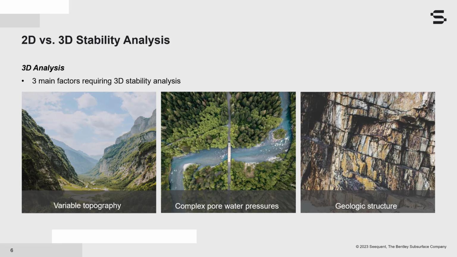However, 3D analysis is required when the plane strain assumption is invalid. There are three main characteristics to consider. The first is variable topography, particularly narrow, steep slopes. The second is complex pore water pressure conditions that vary in 3 dimensions. And the third is geologic structures like weak planes or faults, which lead to translational, not rotational failures. When one or more of these conditions is present at a project site, a 3D analysis is typically required.